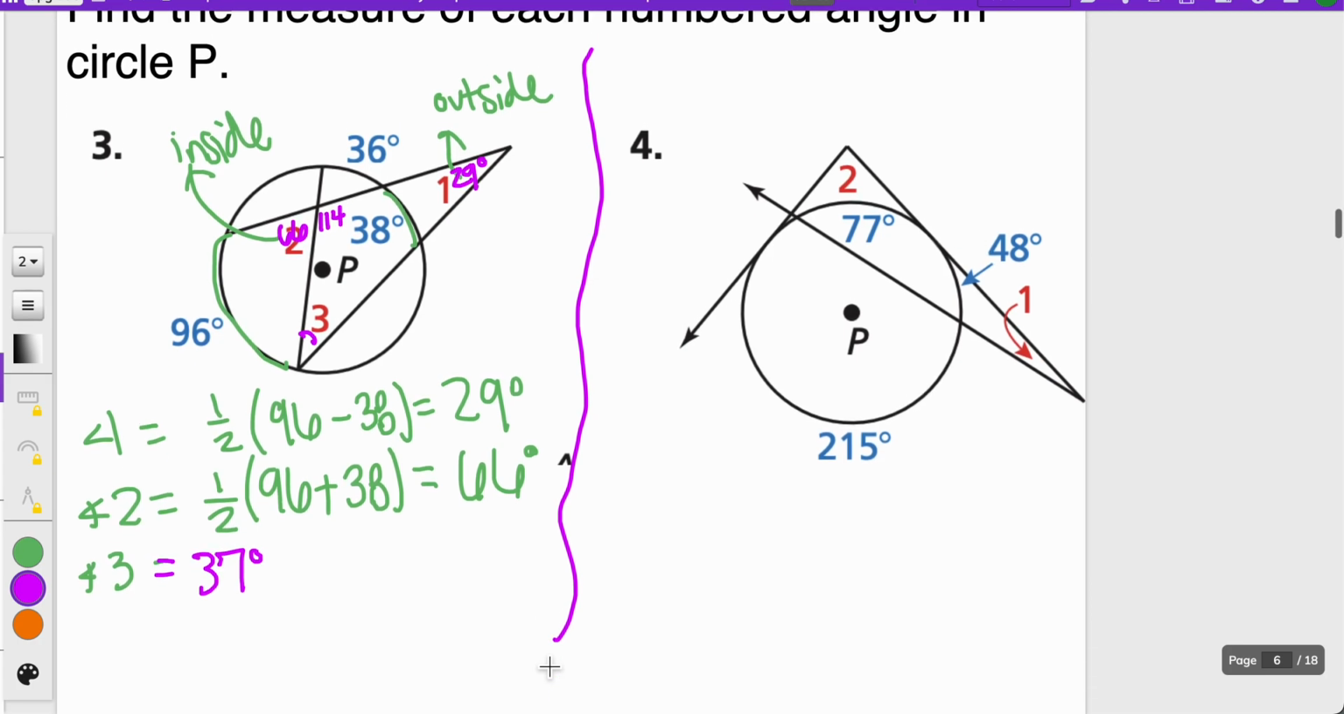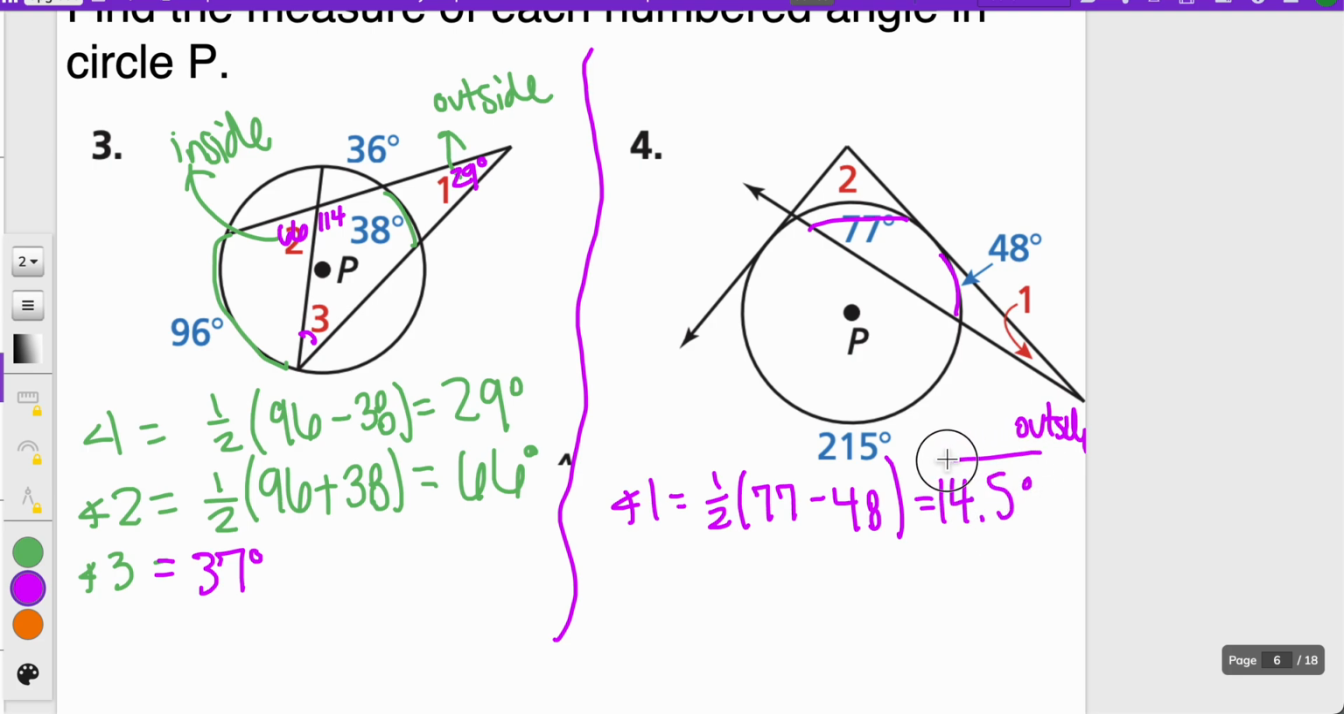All right, number 4. Also had to do a little bit of extra thinking here, especially when you get to angle number 2. Angle number 1 is outside the circle. So in order to find this one, we're going to take 77 minus 48 and then half it. So angle 1 is 1/2 of 77 minus 48, and I'm going to get about 14.5 degrees.